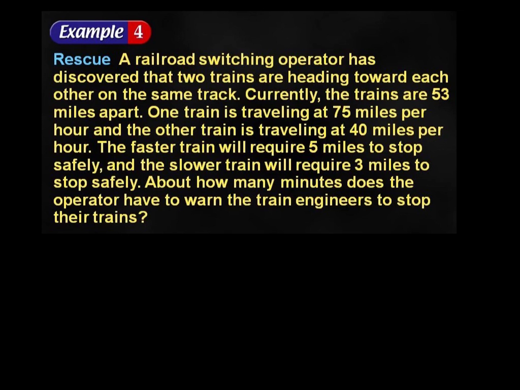A railroad switching operator has discovered that two trains are heading toward each other on the same track. Currently, the trains are 53 miles apart. One train is traveling at 75 miles per hour, and the other train is traveling at 40 miles per hour. The faster train will require 5 miles to stop safely. The slower train will require 3 miles to stop safely. About how many minutes does the operator have to warn the train engines to stop their trains?